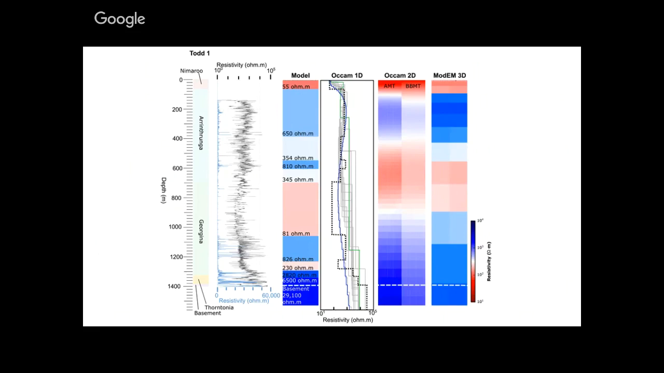Are you just looking at a small number of layers in your 1D inversion? Yeah, so this green one is, I think, 8 layers. So I tried 8 layers. 8 layers for this model was the minimum number of layers that it would converge at.